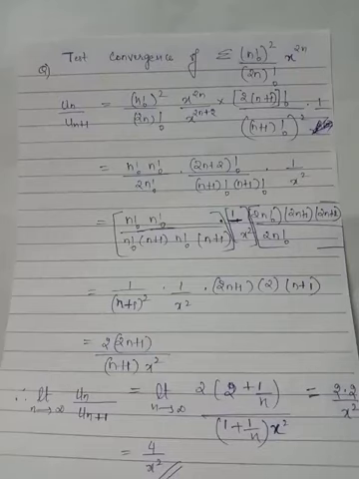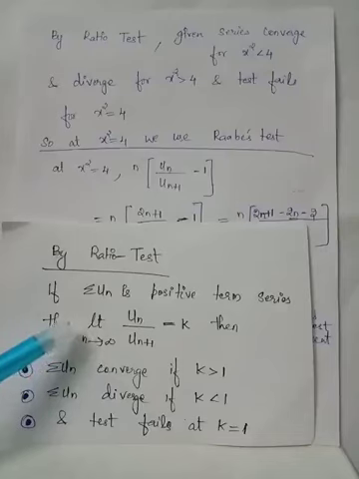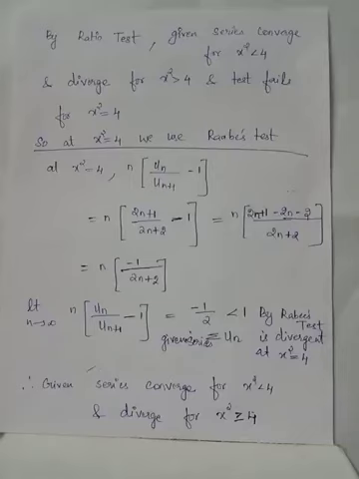Now, by Raabe's test, if 4 by x square is greater than 1, the given series is convergent, and if 4 by x square is less than 1, the given series is divergent. Since we have evaluated limit n tends to infinity un by un plus 1, we can use ratio test to arrive at the conclusion of the convergence of the given series. By ratio test, if 4 by x square is greater than 1, the given series is convergent. 4 by x square greater than 1 can also be written as x square less than 4. So, for x square less than 4, the given series is convergent by ratio test.